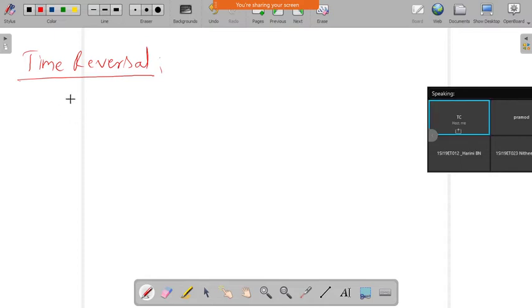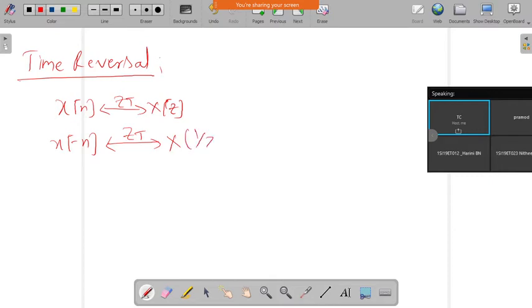So, what is meant by time reversal? If we have the transform pair x of n with x of z, and now we have the signal x of minus n, that is the reverse in the time domain, about the origin it will be the reflection of the signal. So, if we have this time reversal, then what is its corresponding z transform? This will give x of 1 over z.